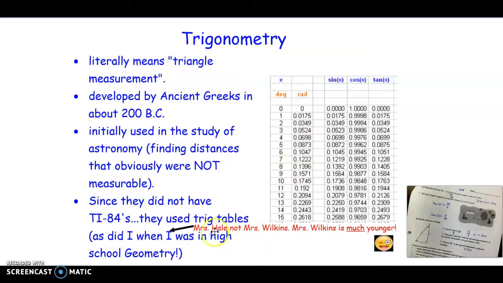school. Miss Wilkins wants you to know that she's much younger than me, so she did not use trig tables, so just throwing that out there.